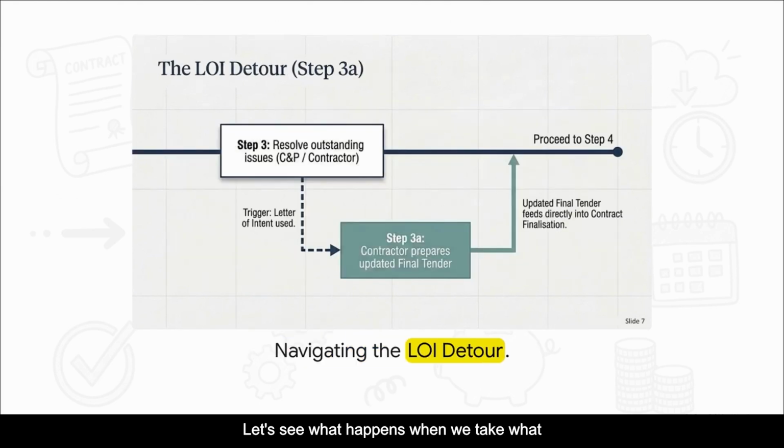Let's see what happens when we take what I call the LOI detour. If the LOI route is triggered, we hit step 3A. The contractor must go back and prepare that updated final tender to resolve those outstanding issues with C&P.